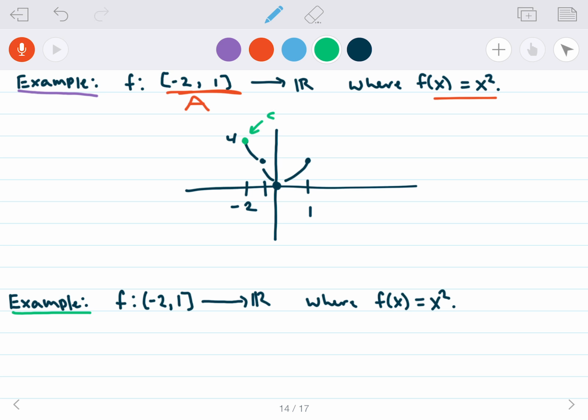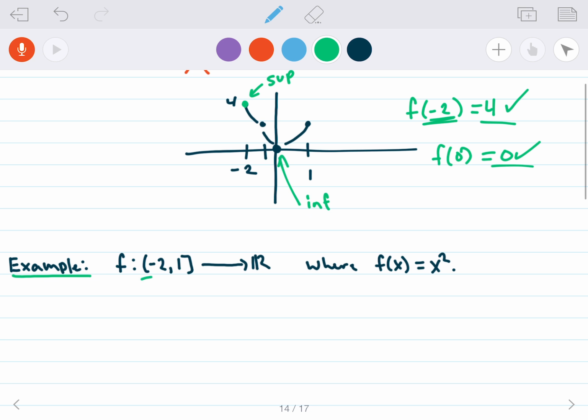This guy right here is my sup, right? It's the largest point on my graph. And this guy right here is the inf. And we can see that f of -2 indeed equals 4. So that's achieved, right? -2 is indeed an A. So that's achieved. And then f of 0 is also, so 0 is an A, and so f of 0 is 0, and that's achieved. So by the extreme value theorem, our supremum and our infimum are attained.